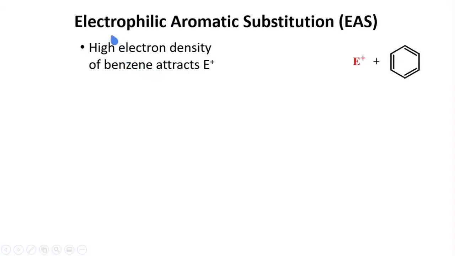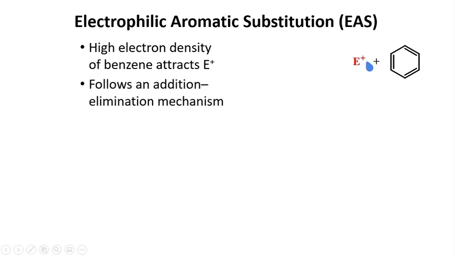In synthetic chemistry, the most common reaction of benzene is electrophilic aromatic substitution. It is based on the idea that the benzene ring has a lot of electrons, it has high electron density, and it attracts electrophiles. The mechanism for this case follows an addition-elimination mechanism.